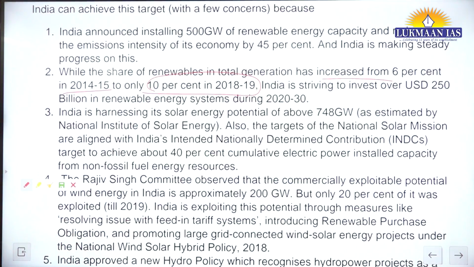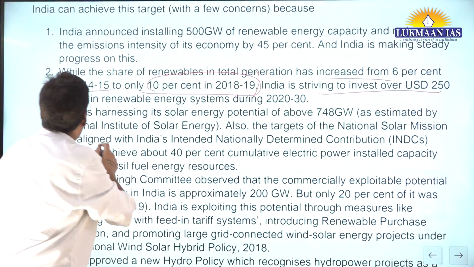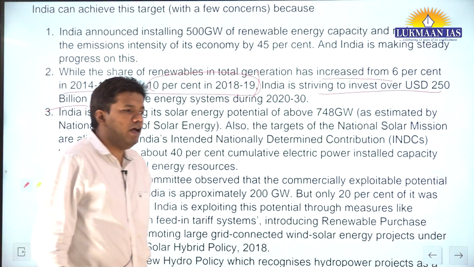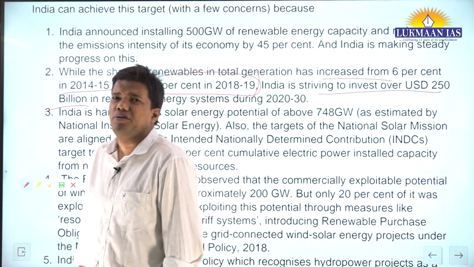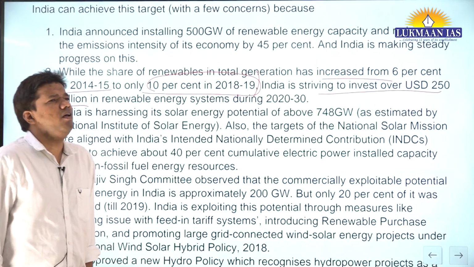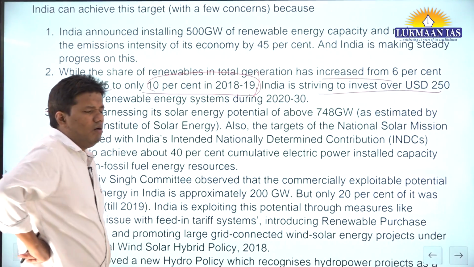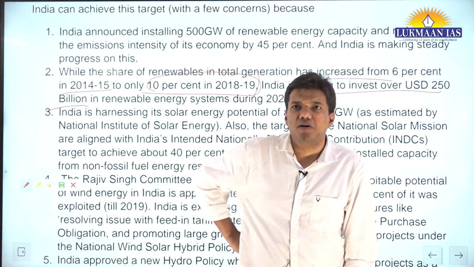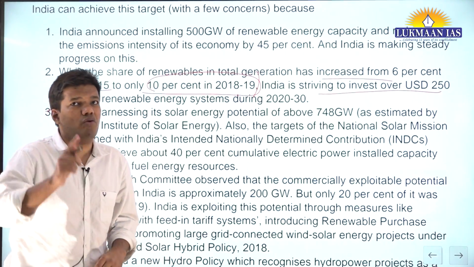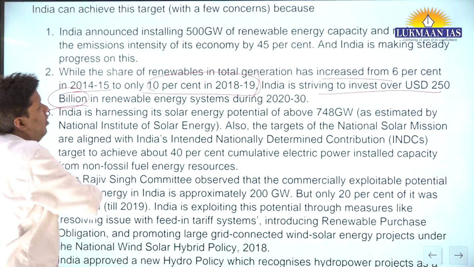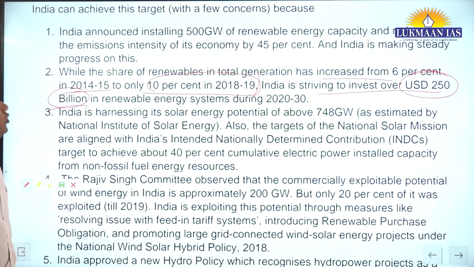So given that India achieved only 10% till 2019, but now India is striving to invest $250 billion. Can you imagine $250 billion? I'll give you an example. 1 billion is approximately, I think, 15,000 crore, right? Even less than that, 14,000 crore. India's largest warship, okay, what's the name? But anyway, its cost was $1.5 billion. So you can imagine how big an investment it is going to be: USD $250 billion in the renewable energy system during 2020-30.